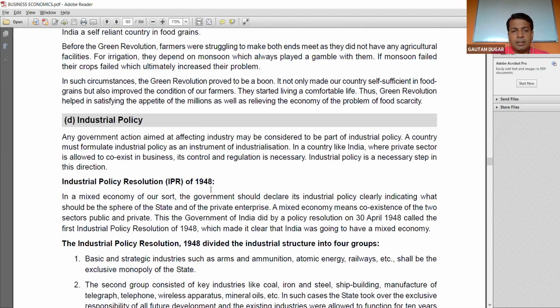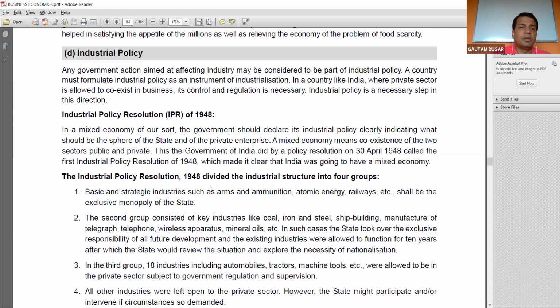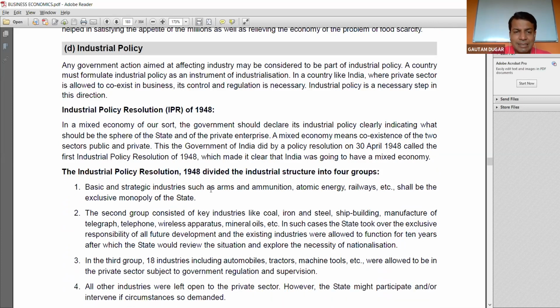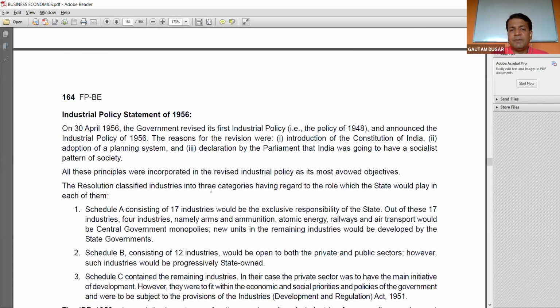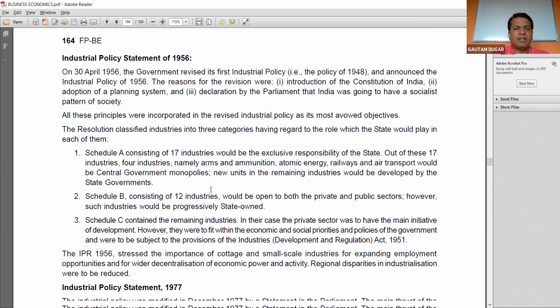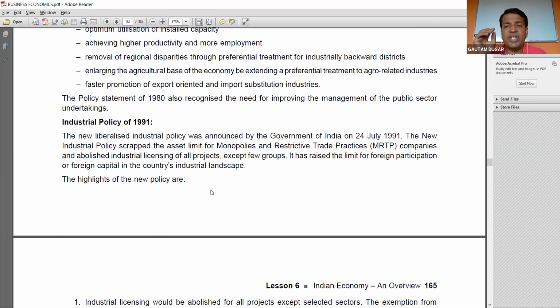Industrial policy. You just need to remember that the first industrial policy resolution was in 1948. Then the second policy statement was in 1956. The rest we do not need to know. But we must know the industrial policy of 1991, which changed the entire face of the Indian economy. It was on 24th July 1991 that the new industrial policy was launched. At that time, P.V. Narasimha Rao was the Prime Minister and Manmohan Singh was the Finance Minister.